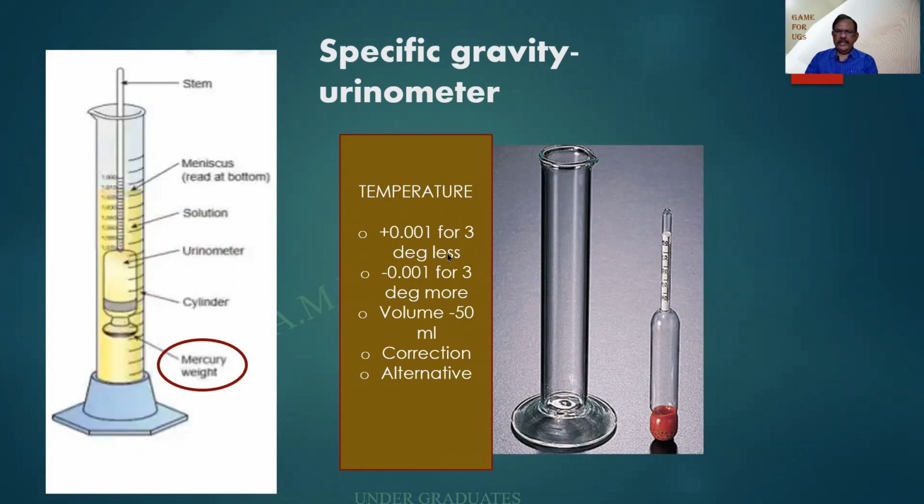For every 3 degrees less in the temperature, you will have to add 0.001 to the specific gravity. For every 3 degrees more, you will have to reduce 0.001. The normal volume that is required is about 50 ml. But if the patient is passing only 25 ml, then 25 ml of distilled water is added, and the specific gravity that is obtained is finally multiplied by 2. There is a correction in this range. And there are also alternate methods you people should be knowing. So there's a bulb over here, and then the neck with the graduations. This is a jar.